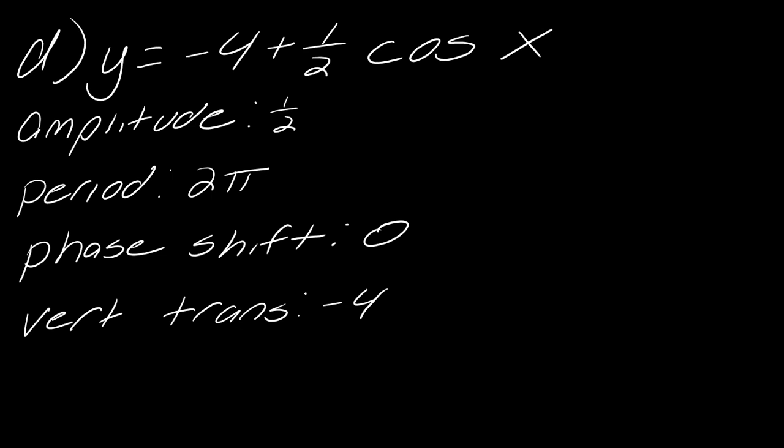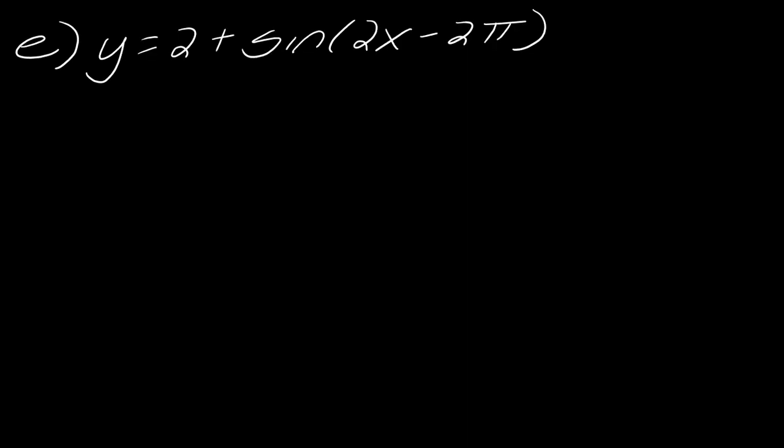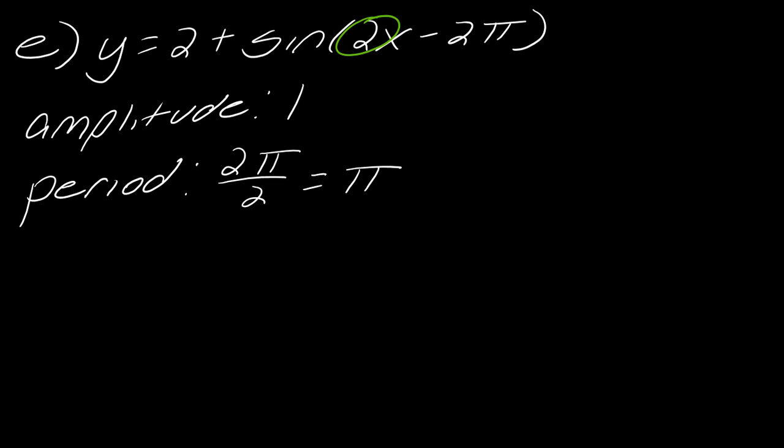Okay, so let's make things a little more difficult now with figuring out the phase shift, just to get used to that. So I've got y equals 2 plus sine of 2x minus 2 pi. So let's go through this together. Okay, amplitude is 1, right? Because there's no number in front of the sine. For the period, now I've got a 2 attached to my x. So I'm going to take 2 pi divided by this 2. So my period is pi.